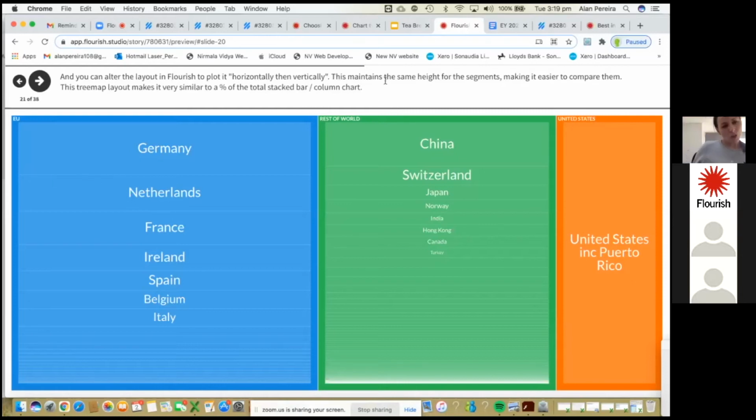And this tree map layout is very similar to having a percentage of a total stacked bar or column chart. So it's on the same premise of having this proportion of a whole.